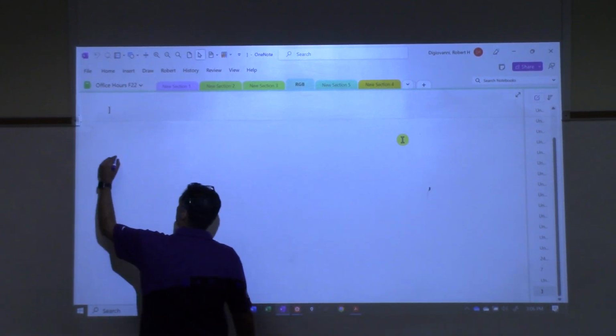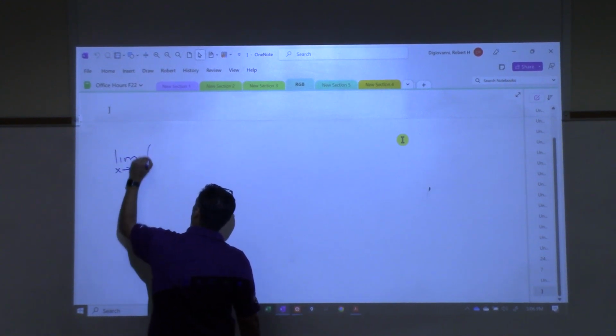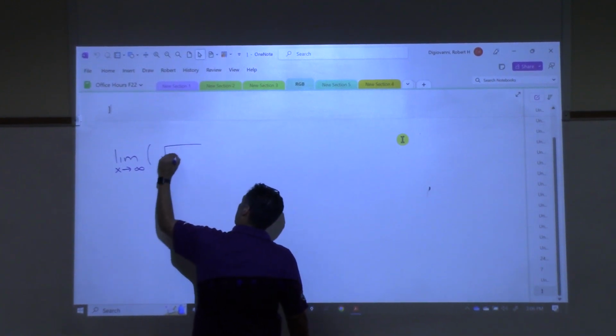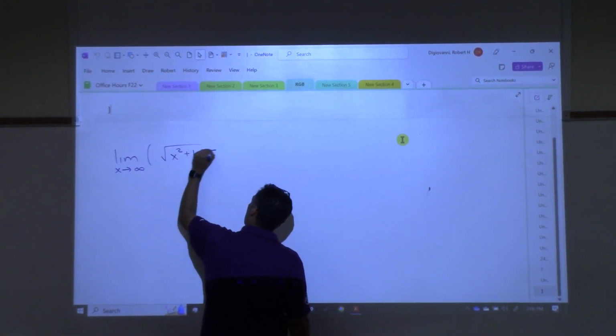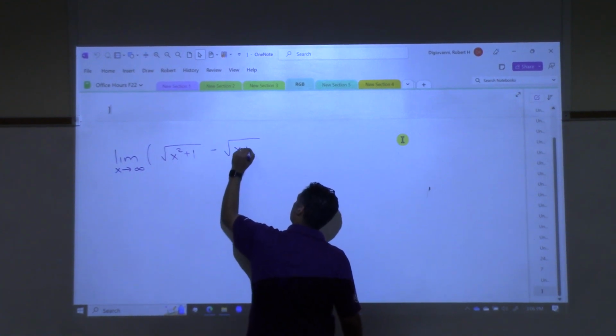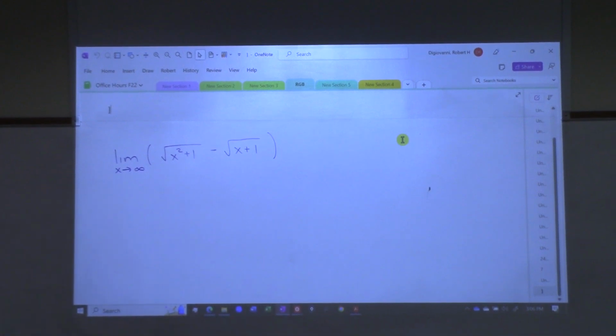Limit x goes to infinity. That alone is not enough for you to be saying, I'm going to use L'Hopital. Okay, square root of x squared plus 1 minus square root of x plus 1. Let's check first to see what's happening.